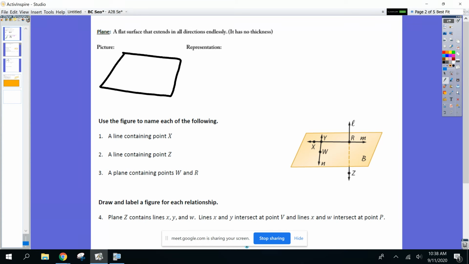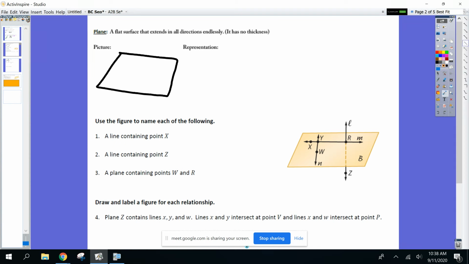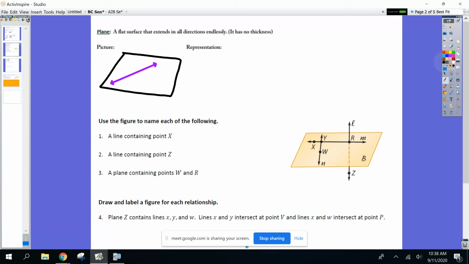Inside a plane, guys, you can have lines and points. So I'm going to put a line and a point in here, and a couple points. So let me just put a random line here. I'm going to put some points in there for you right now. Okay? You can have lines and points in a plane.